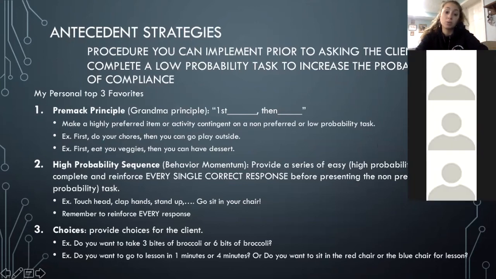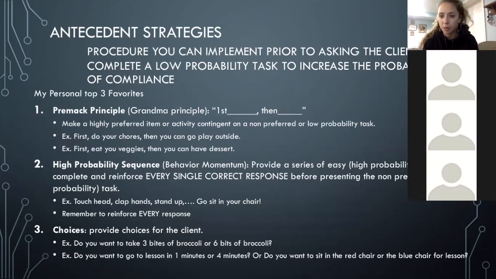Okay, cool. We are almost done, so I'm so sorry. And these ones will be quick. Antecedent strategies. So antecedent, if we remember from the ABC data collection, is environmental changes that occur before a behavior. So these are procedures, or strategies as it says, that you can implement prior to asking a client to complete a difficult task.